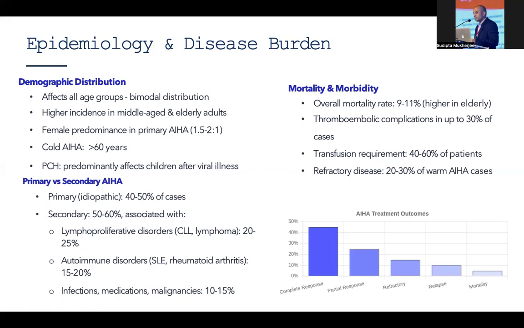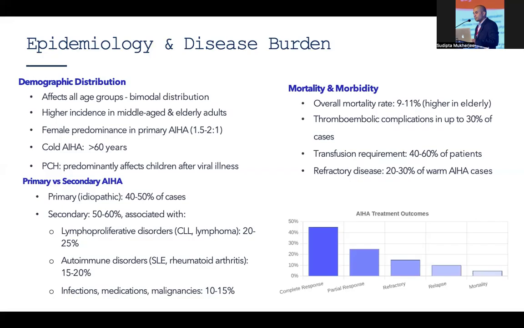This can be primary or secondary. Primary is idiopathic, which is around 40 to 50% of cases, and the secondary, which is 50 to 60%, is associated with another underlying disorder. It can be a lymphoproliferative disorder like CLL or lymphoma. It can be an autoimmune disease like SLE or rheumatoid arthritis, or it can occur after certain infections, medications, and certain malignancies.